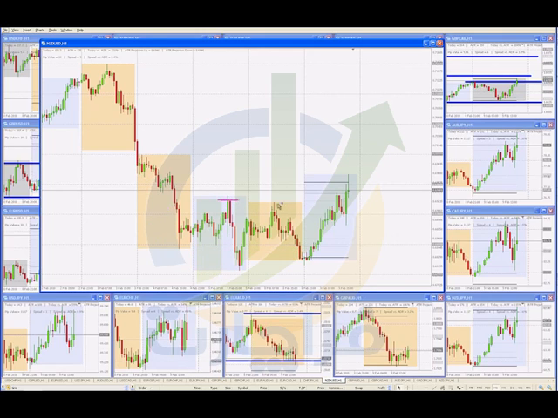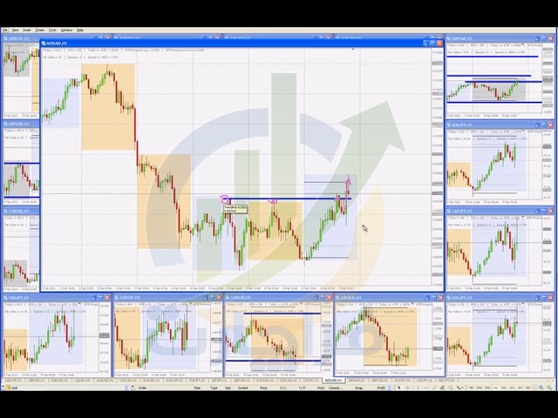We have a double resistance point at that level. You see how price respected this day's high and also yesterday's high, topped out at more or less the same level. So there it goes, another horizontal line. Let me be accurate with my trend lines. There we are: resistance, resistance, resistance, and eventually we are now seeing that breakout, okay?